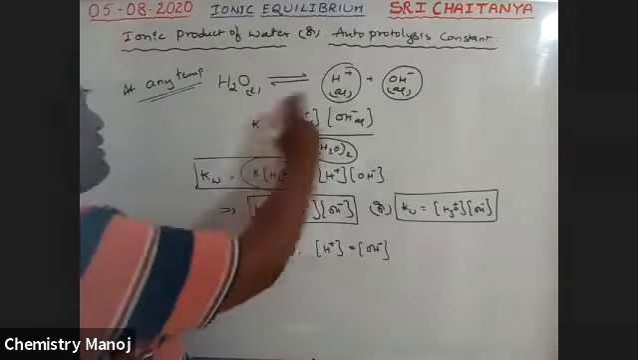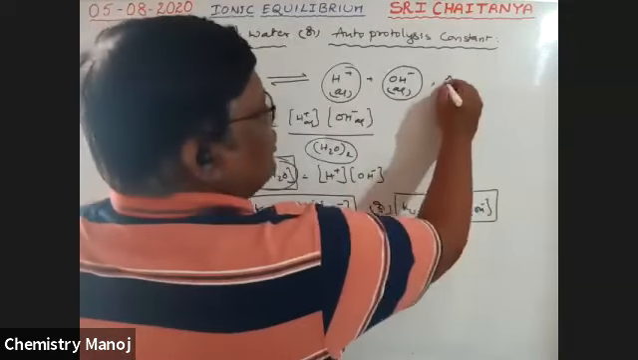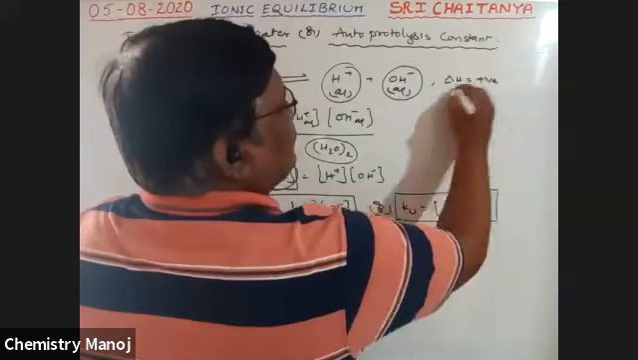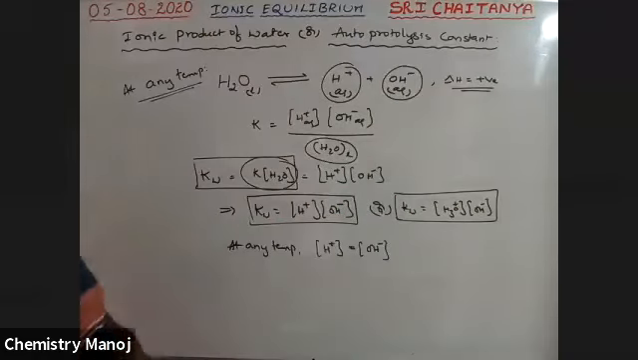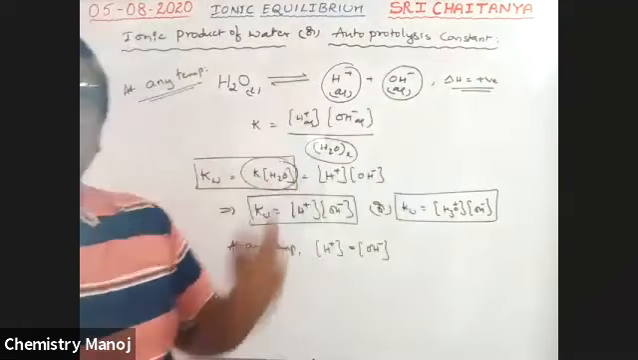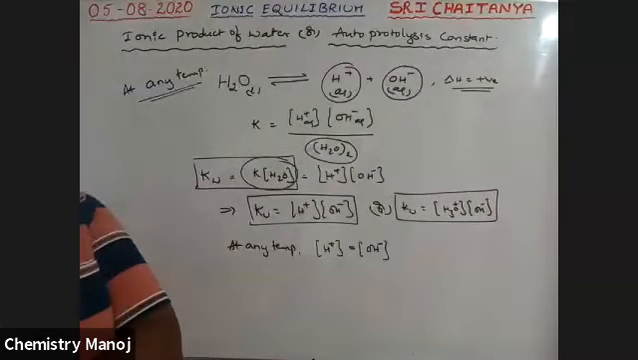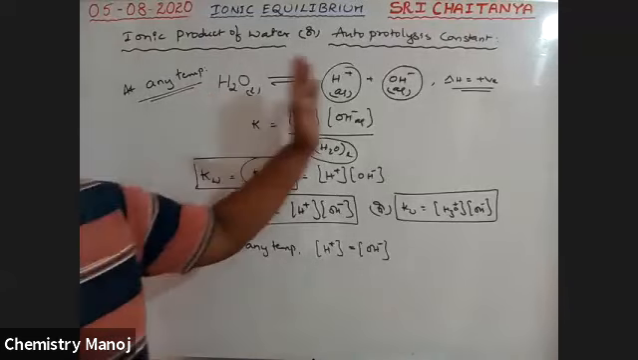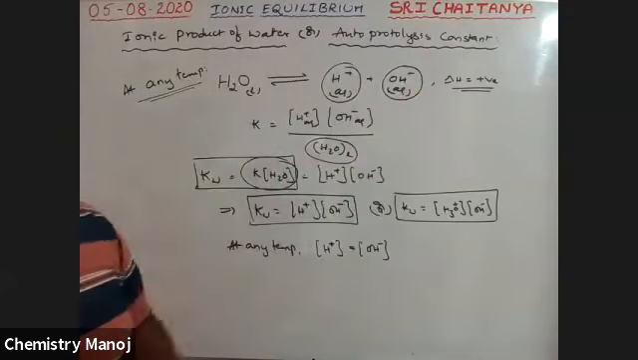Next, this is the dissociation, and for this dissociation delta H is positive. That means the forward direction is endothermic and the backward direction is exothermic. So forward direction is endothermic, backward direction is exothermic.